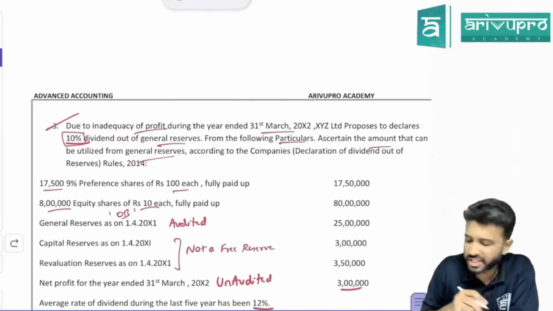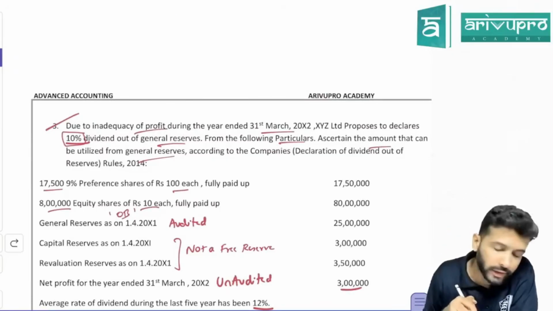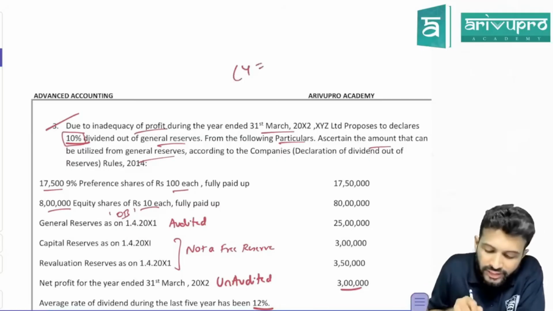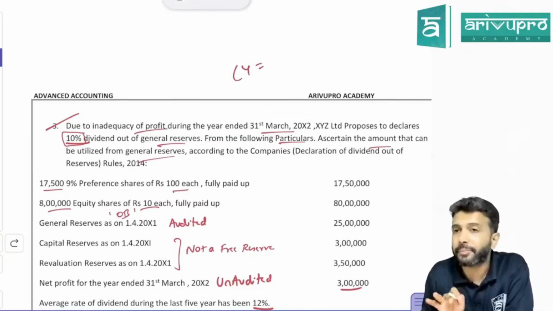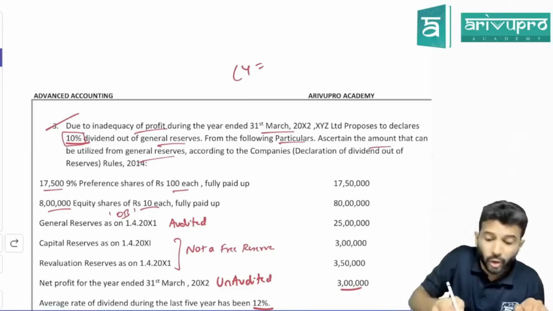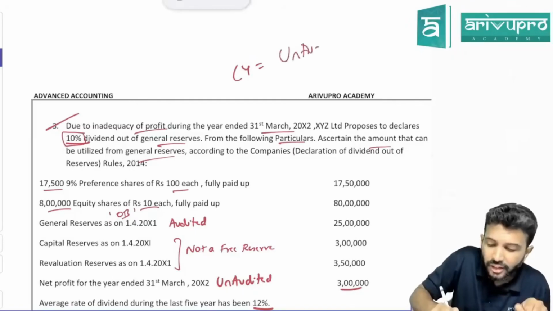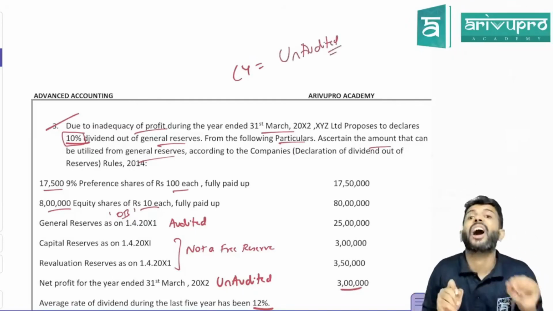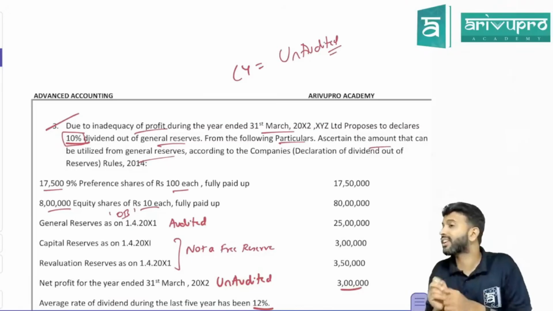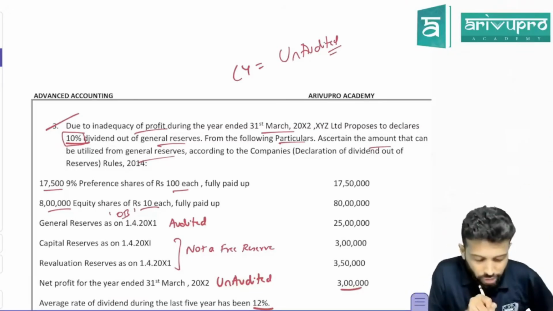Sir, the current year has just ended. So would it be audited or not audited? During the inadequacy of profit for the current year ended. The current year has just ended. The moment the year ends, audit will not be over. So is the current year's data audited or unaudited? The current year's data is unaudited. For our condition's sake, should we take unaudited data or audited data? Audited data. So general reserve, check here.